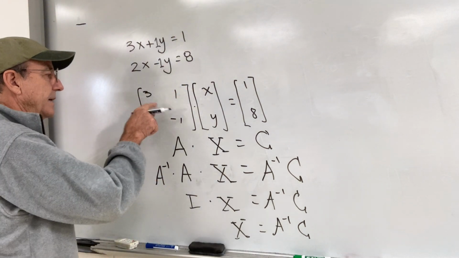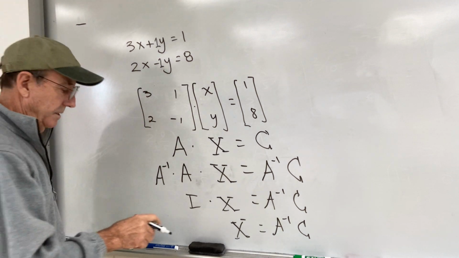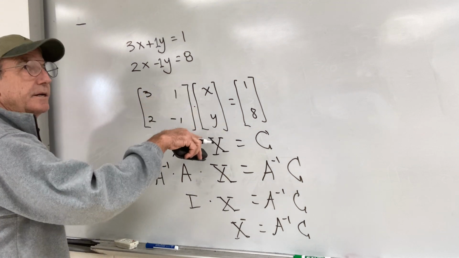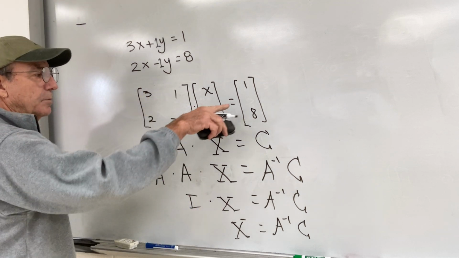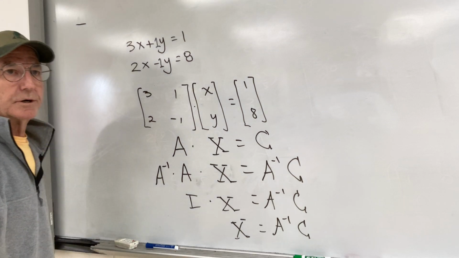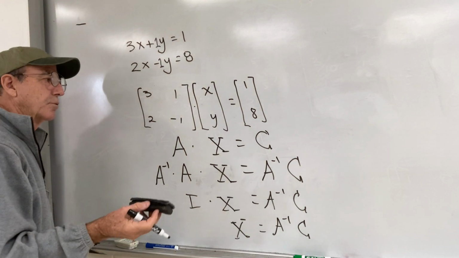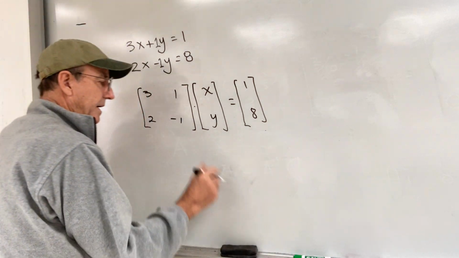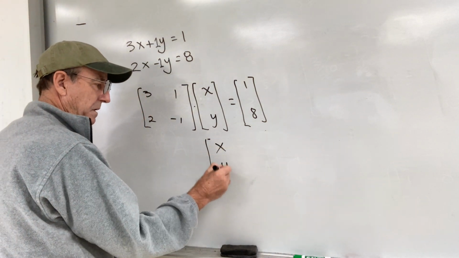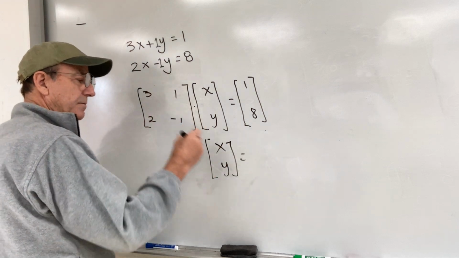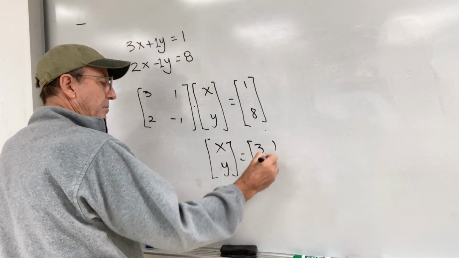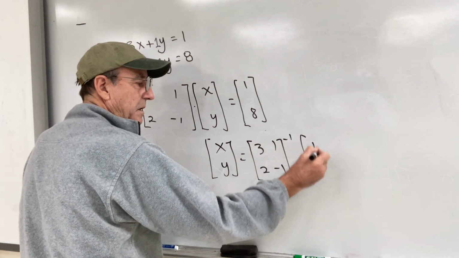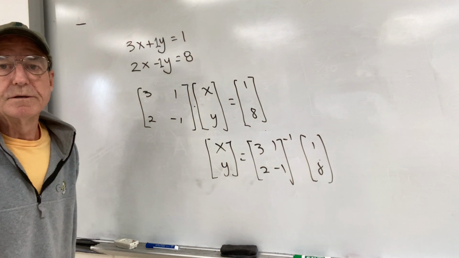Okay, let's go ahead and find the inverse of this matrix. That's the objective. We'll multiply that on the left and we'll be done, right? We'll get X. So I think we could probably just cut to the chase here and say our xy is going to be the inverse of this. I'll just go ahead and write down 3, 1, 2, minus 1 inverse times 1, 8. And that's how we're going to solve this system of equations.